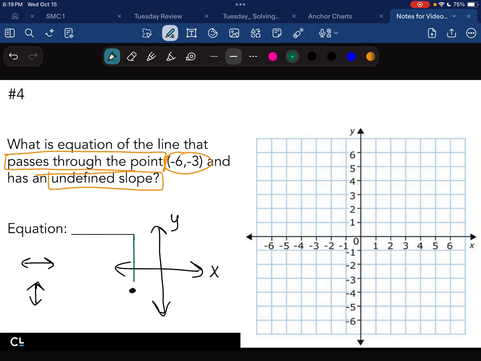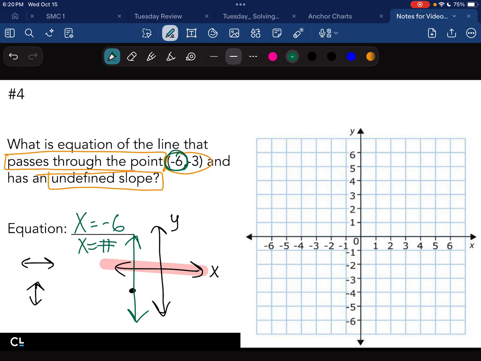Because I know that it's vertical, that means it intersects my x-axis. So my equation should be x equal a number. Now, I'm going to go to that same point, and I'm only going to care about my x because I don't care about my y, because it's an undefined slope, and it's crossing my x-axis. I am going to use the x value of my point.